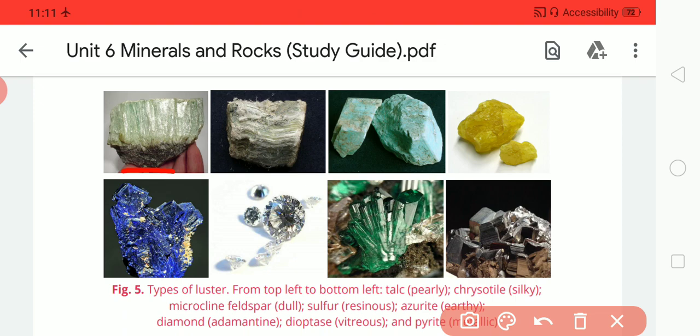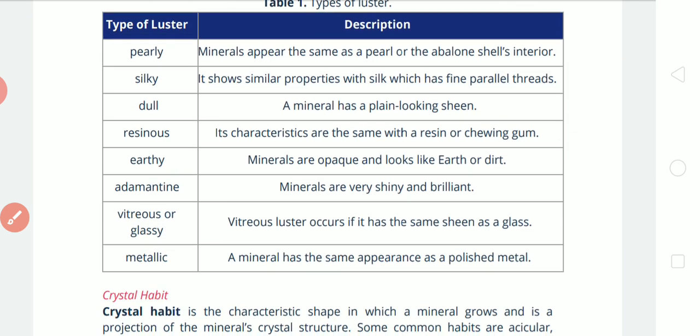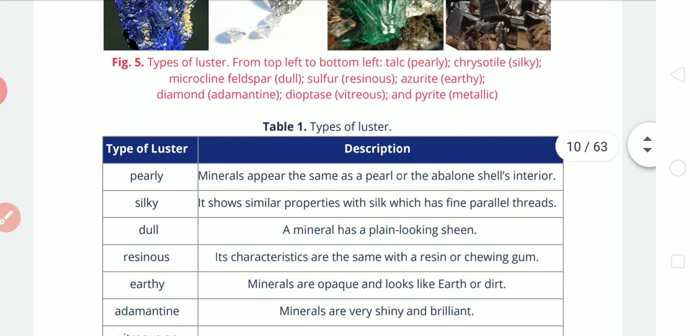And then crystalline, which has silky. Microcline feldspar has a dull luster type. Then sulfur, resinous. Azurite, may pagka earthy na luster type. Then diamond has an adamantine luster type. Diopside has a vitreous or may pagka glassy. Then pyrite has a metallic luster type. Okay. So ito yung description on the different types of luster.